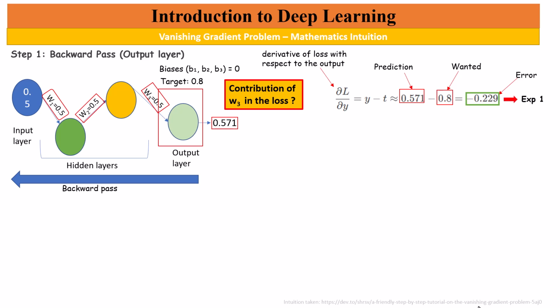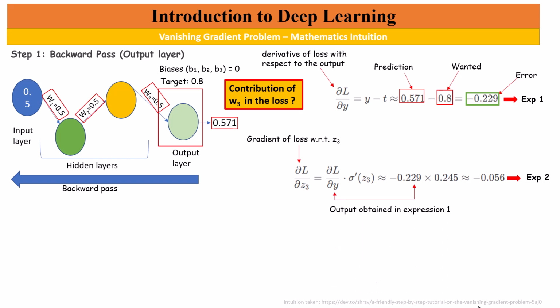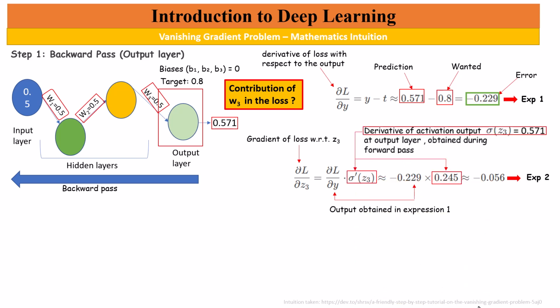The second expression calculates the gradient of the loss L with respect to the weighted input Z3 at a neuron in the output layer. Specifically, this gradient is obtained by multiplying the output obtained in expression 1, here, minus 0.229, with the derivative of the activation output at that neuron, obtained during the forward pass, here, 0.245. This product, approximately minus 0.056, reflects how sensitive the loss is to small changes in Z3.